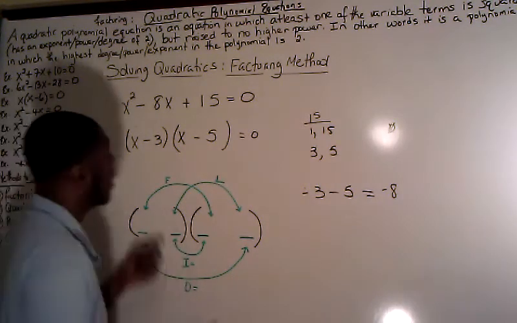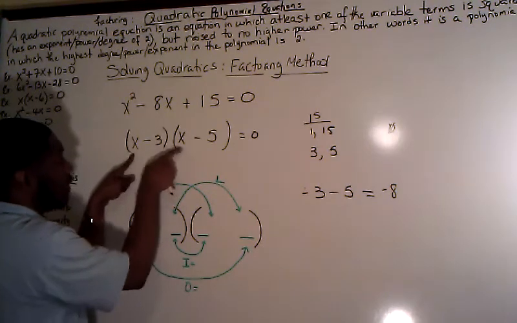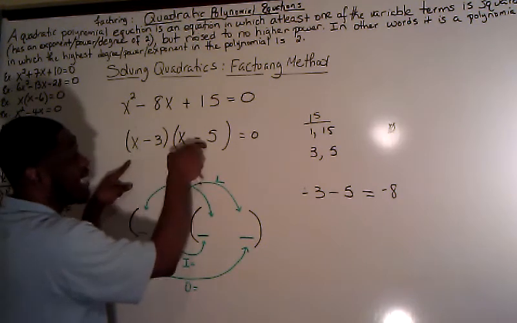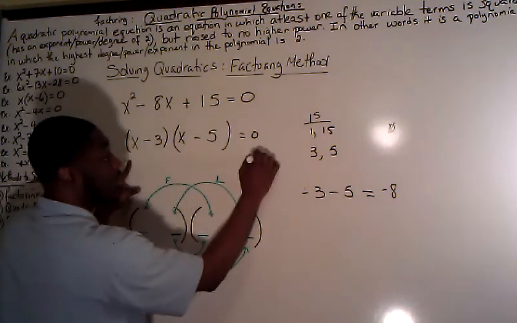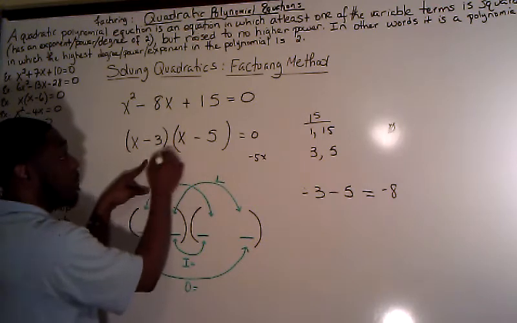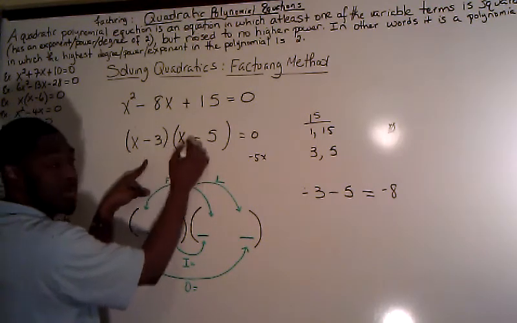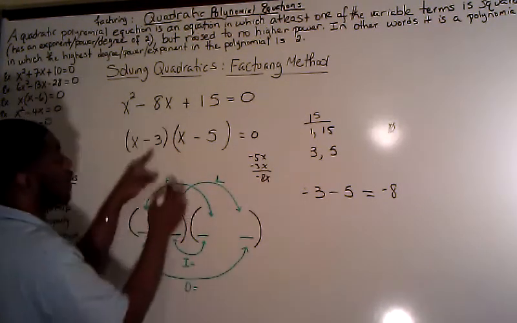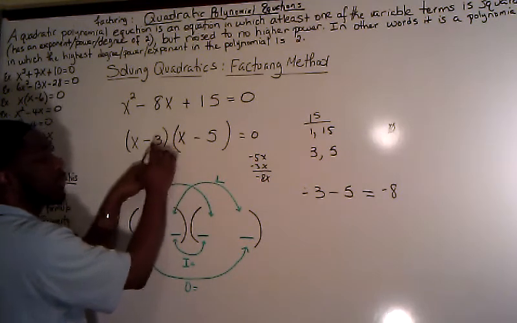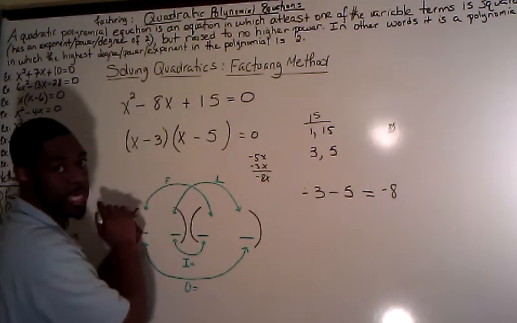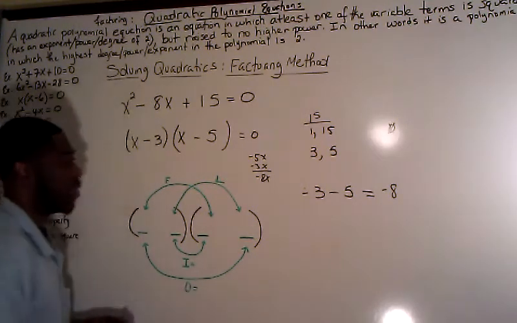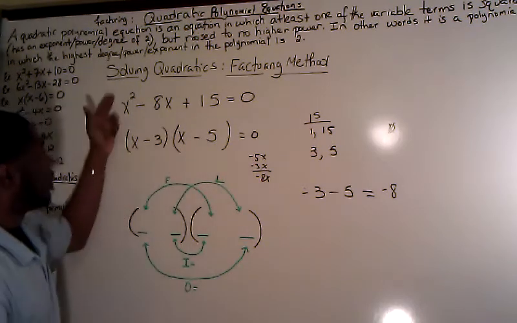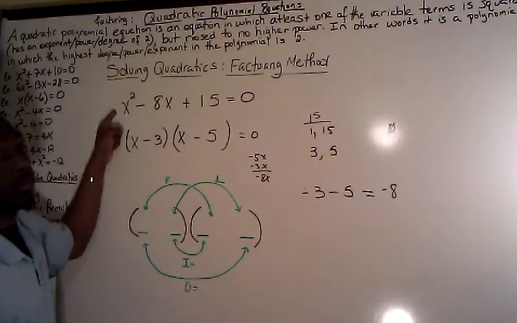And I can also check. Let's see. First is x times x. That gives me the x squared. Outer is what? X times a -5. That gives me a -5x. And then the inner is -3x. -3 times x is -3x. I combine those, I get a -8x, so that gives me this middle term here. And now the last is -3 times a -5, that gives me a +15. So it does check.